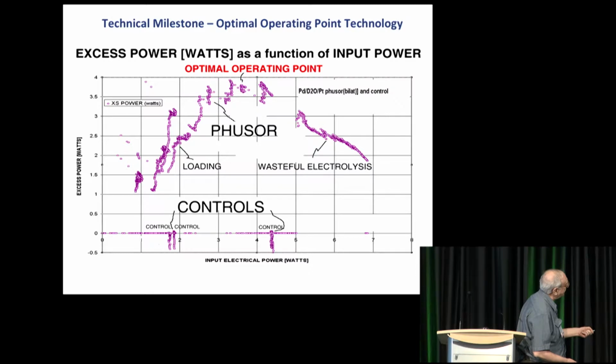Here's an optimal operating point manifold for the fusor. Here are the ohmic controls. They're all below break even. And we're getting excess power up to 4 watts here. Now, I believe that when we look at this, we're getting insufficient loading on this side. We're getting wasteful electrolysis on the right, and this is where you want to drive the system if you want to standardize.